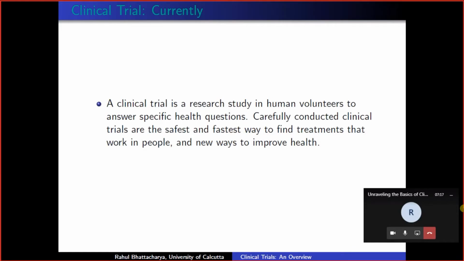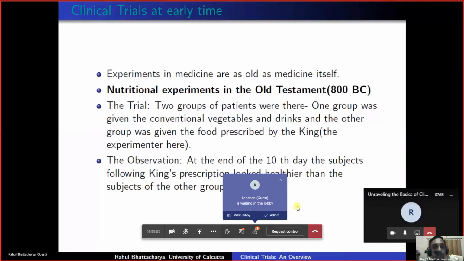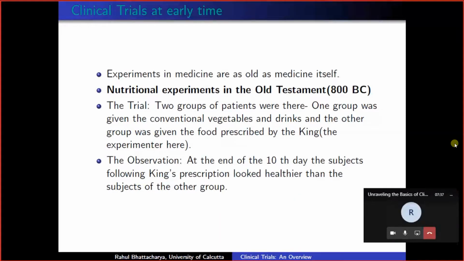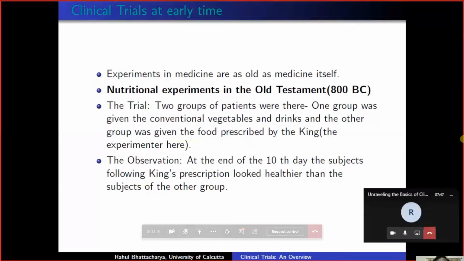Now let us start from the very origin of clinical trials. Experiments in medicine are as old as medicine itself. In fact, no medicines can be developed without clinical trials. So whenever you find some medicine, behind it there must be some clinical trial. The form of the clinical trial may differ from nowadays trials, but the idea is the same. You have a research study involving human volunteers, and there is some medicine or promising treatment or promising substance, and then you get the medicine.